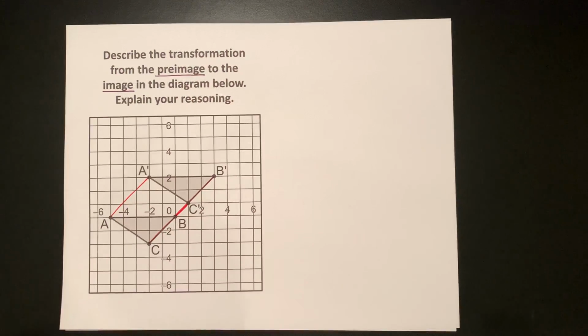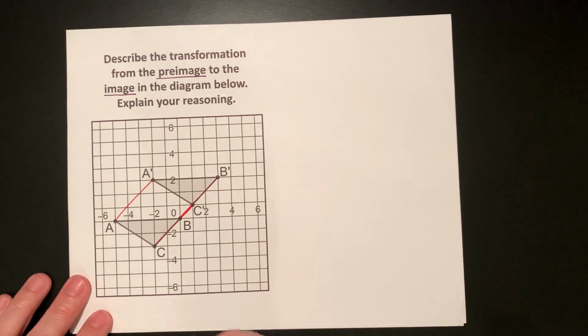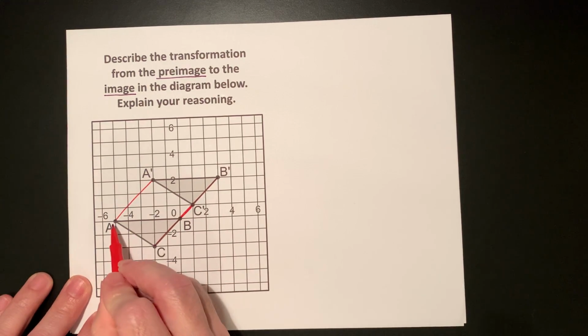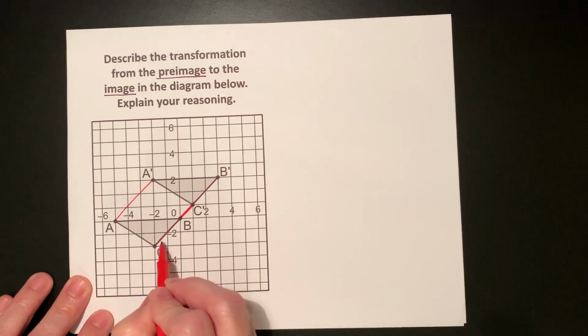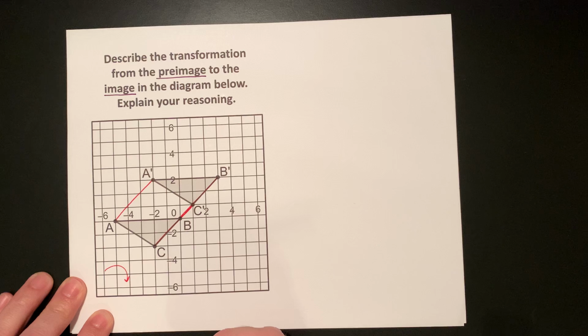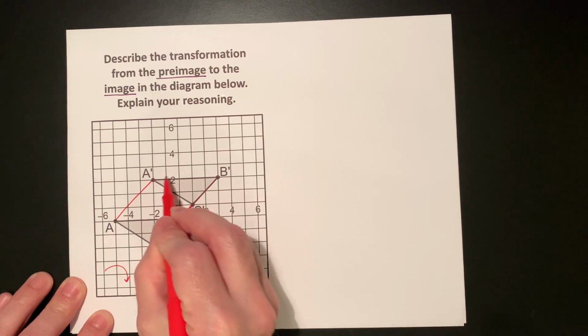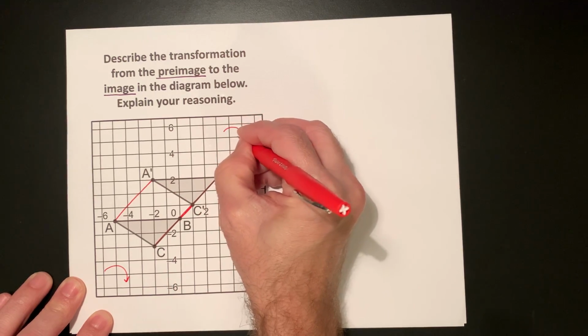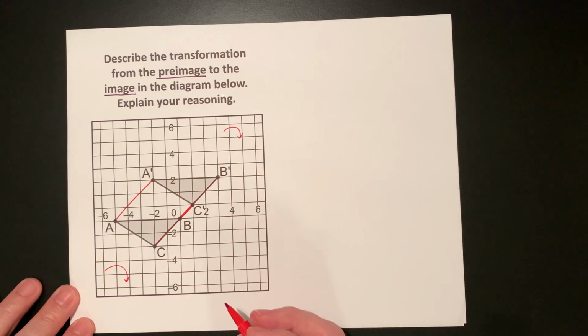The orientation is the second thing that we need to look at. The orientation, if you go in alphabetical order from point A to point B to point C, you're going around in a clockwise direction. If you go from A prime to B prime to C prime, you're also going around in a clockwise direction. So the orientation is the same.